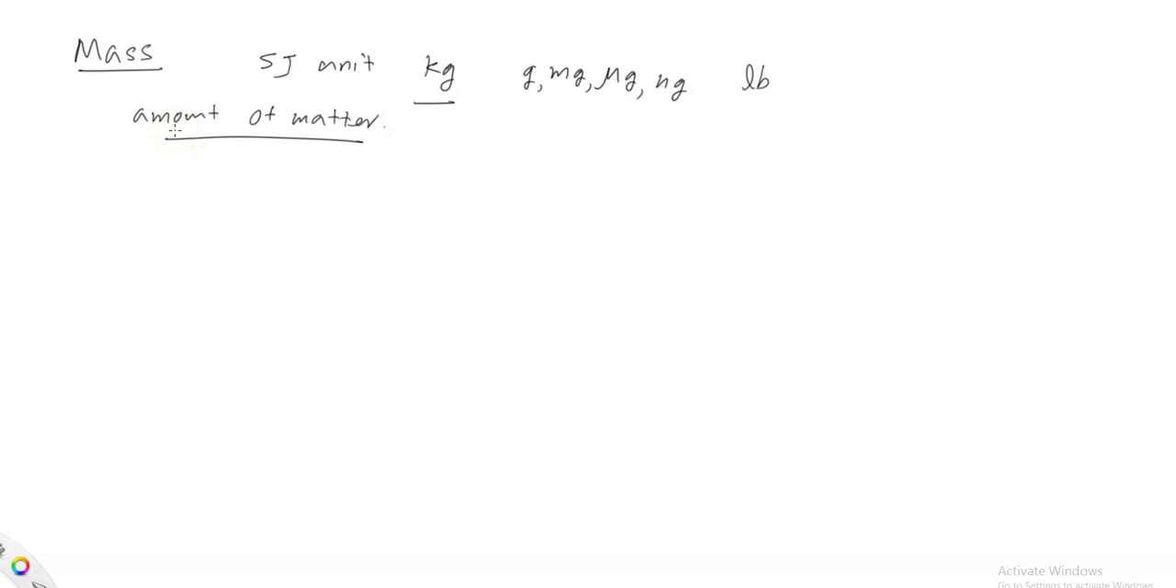Mass is also known as a measure of inertia. What is inertia? Any object that has a mass has something called inertia. Again, inertia is also a fundamental property, that any object that has mass has inertia. Inertia is defined as the reluctance to changes, right?